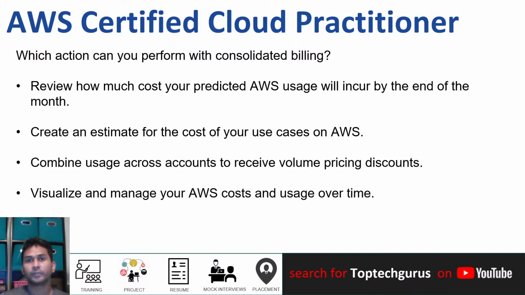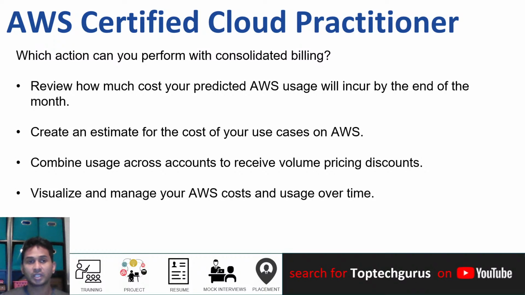Which action can you perform with consolidated billing? So you want to use the tool which is called consolidated billing, which is where you can actually have an organization pay for all your AWS accounts. Say there are multiple AWS accounts. We looked at this. So which one would you use? Would you be able to review how much cost your predicted AWS usage will incur by the end of the month? Will you be able to create an estimate for the cost of your use cases on AWS?